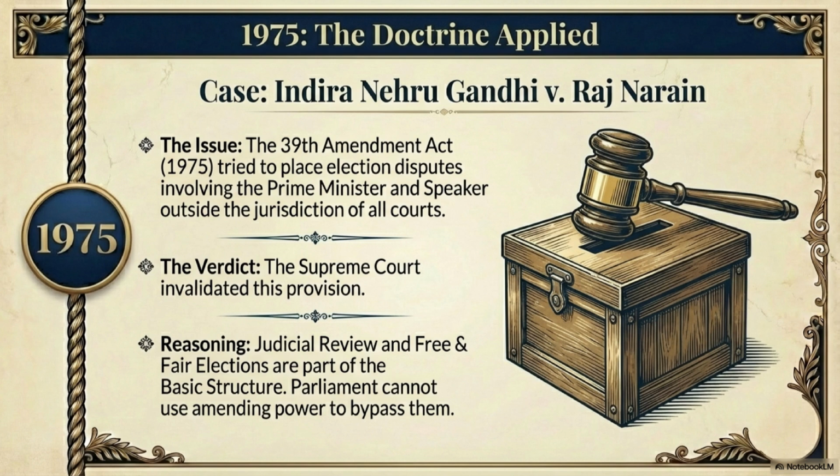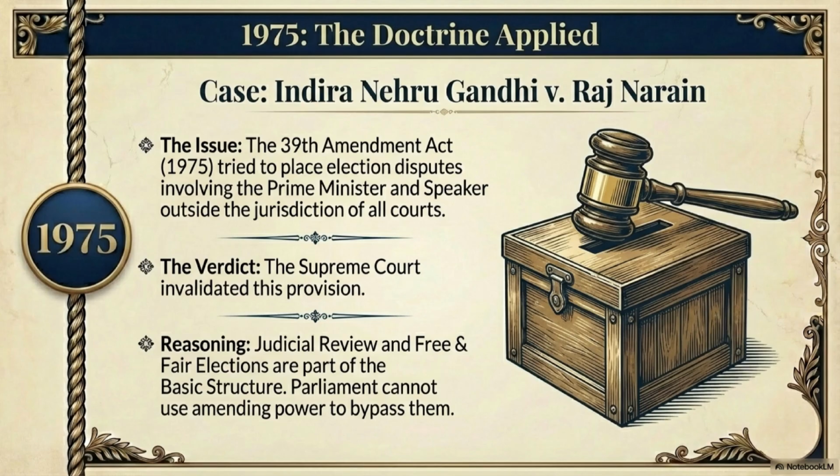So it was a law for one person, basically. It essentially said the law applies to everyone else, but not to these two people. That seems to fly in the face of equality. Everyone is equal, but some are more equal than others. And that's exactly what the Supreme Court seized upon. They applied the brand new Basic Structure Doctrine. They invalidated that specific provision of the 39th Amendment. On what grounds? What part of the foundation did it break? They argued that free and fair elections and the rule of law are part of the basic structure.